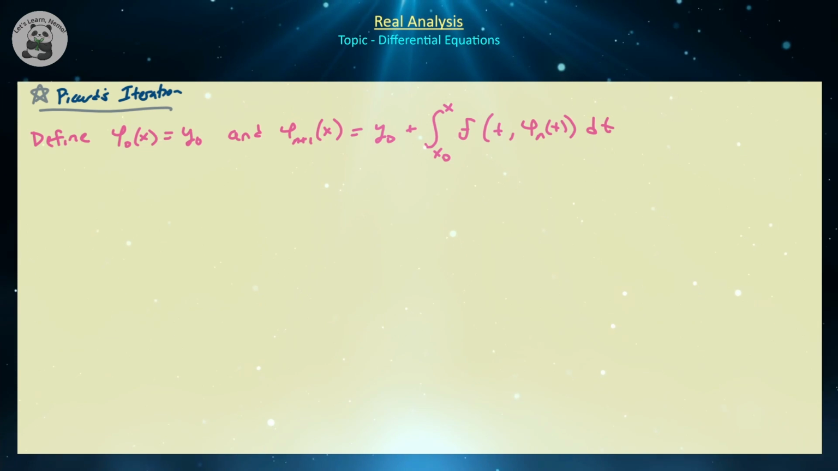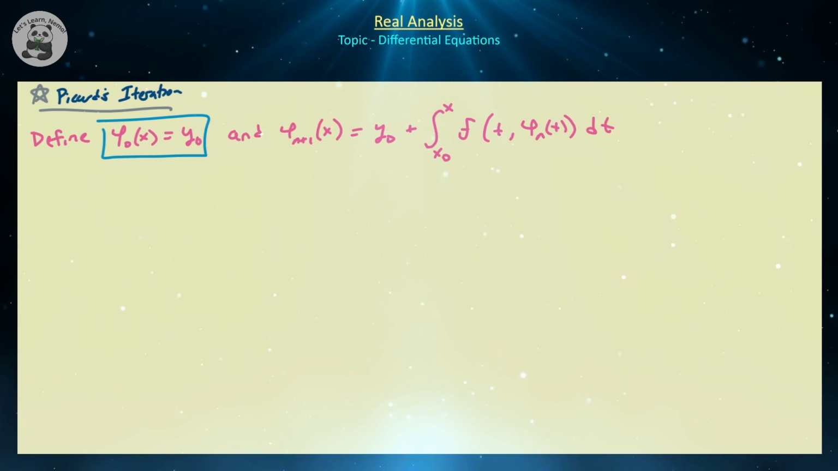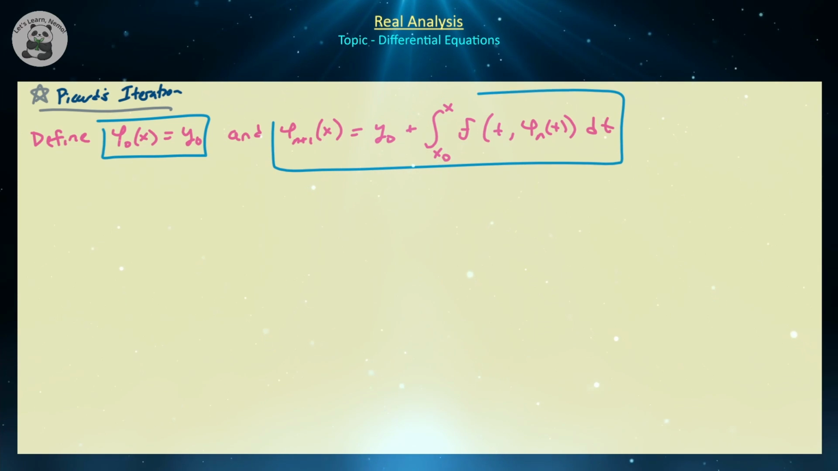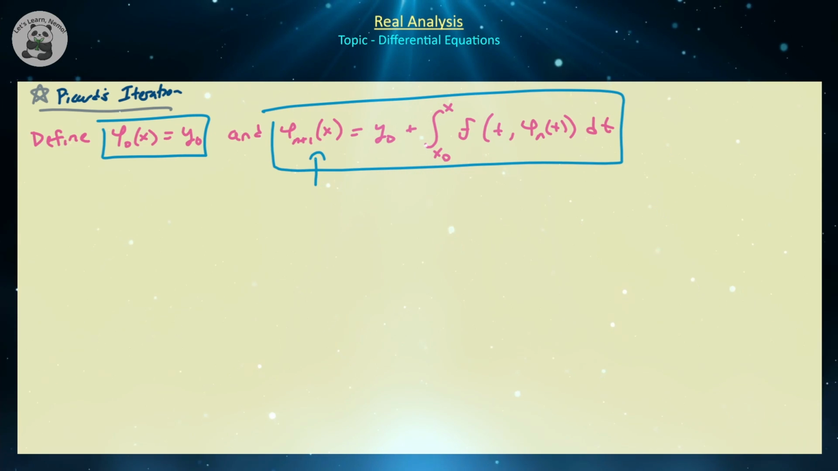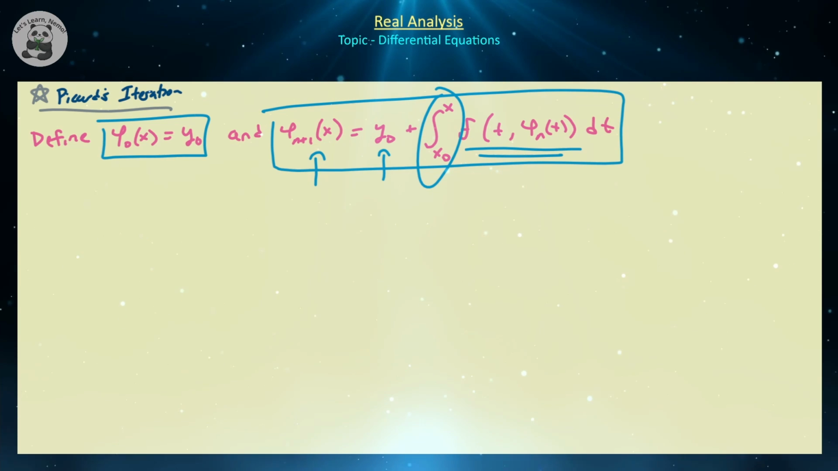And it begins by defining a sequence of functions of x, right? So we're going to define phi 0 to be equal to the initial condition y0, and we're going to define the rest recursively. So we're going to have phi n plus 1 of x equal to the initial condition y0 plus the integral ranging from x0, the initial condition of x, to our variable x, of our function f evaluated at t and the last iteration of our sequence, and then we integrate with respect to t.